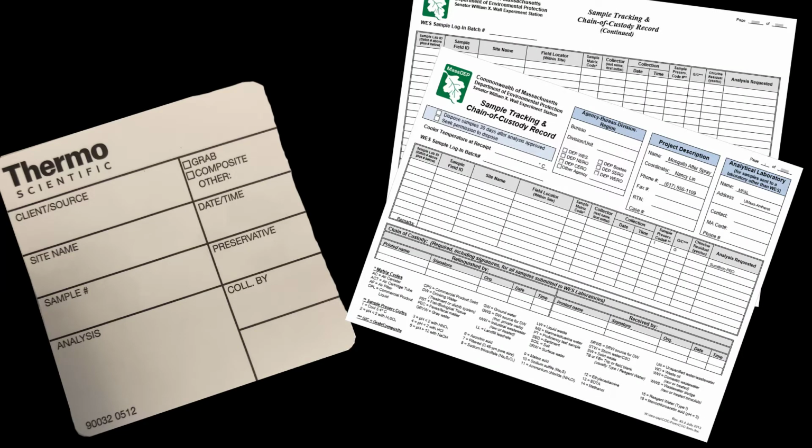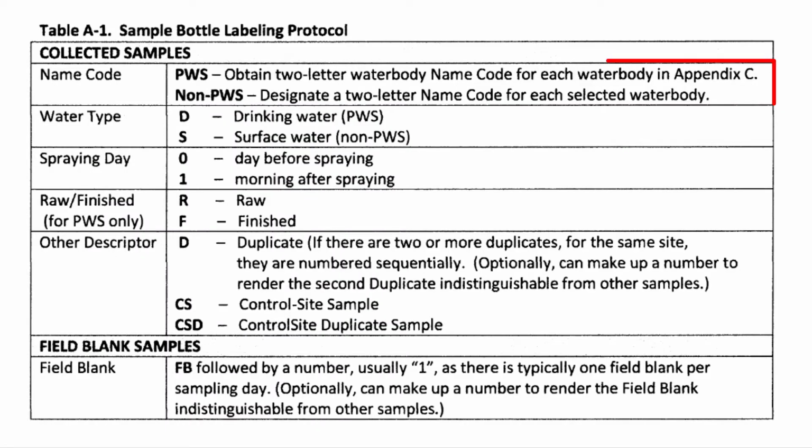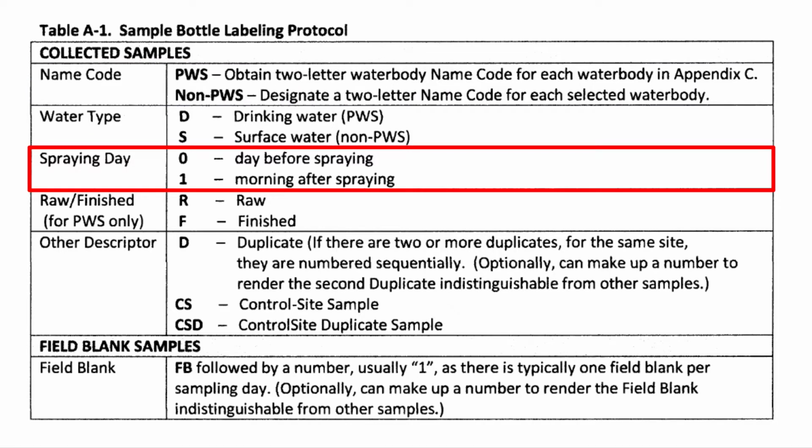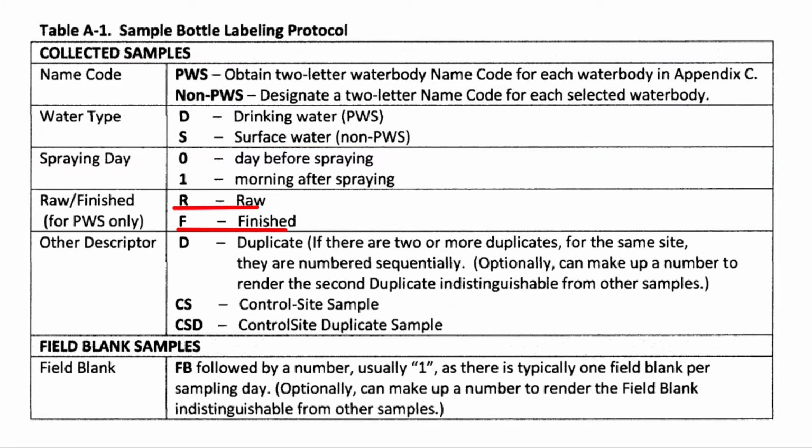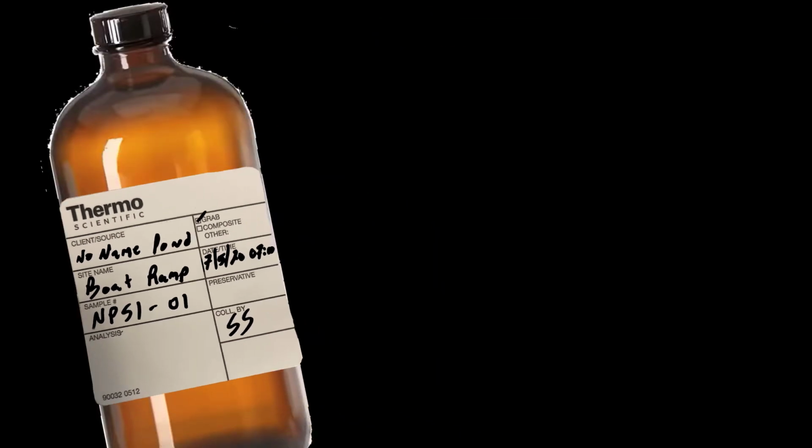Sampling procedure. A label and a chain of custody form shall be prepared identifying each sample with the PWS assigned ID code, followed by the day identifier and by R or F for the raw and finished sample. Affix a label to each of two 500 milliliter amber glass bottles provided by MassDEP.